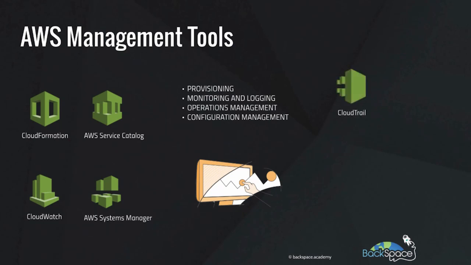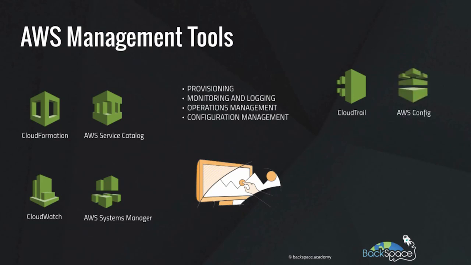AWS CloudTrail monitors and logs AWS account activity, including actions taken through the AWS Management Console, the AWS Software Development Kits, the command line tools, and other AWS services. So this greatly simplifies security analysis of the activity of users of your account.